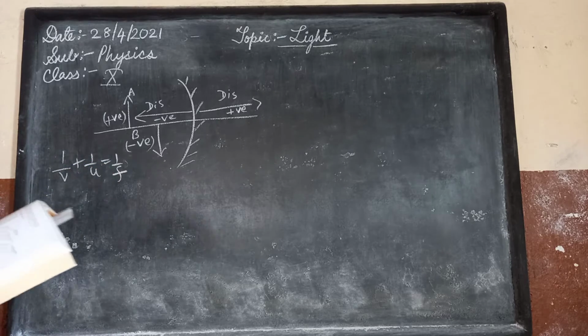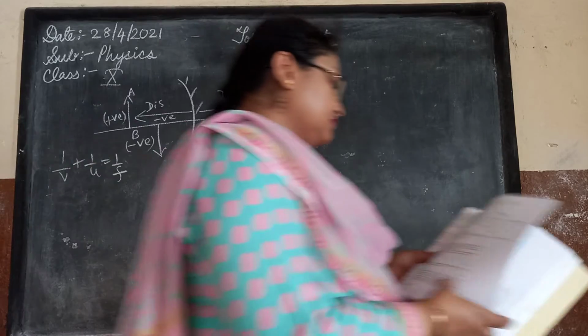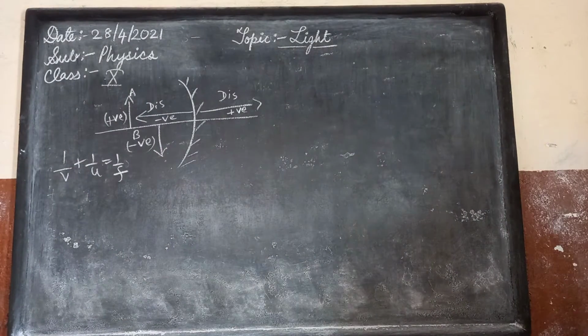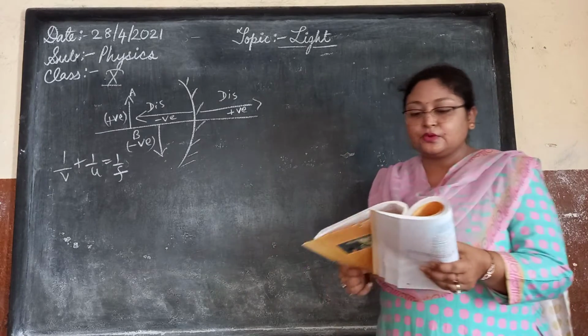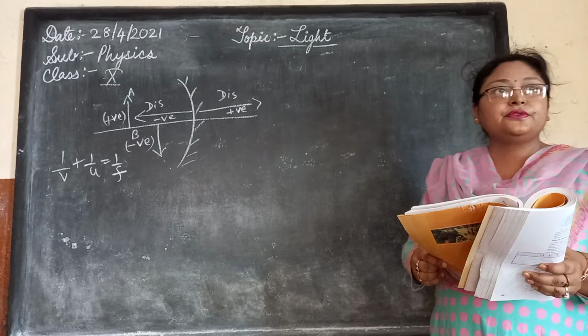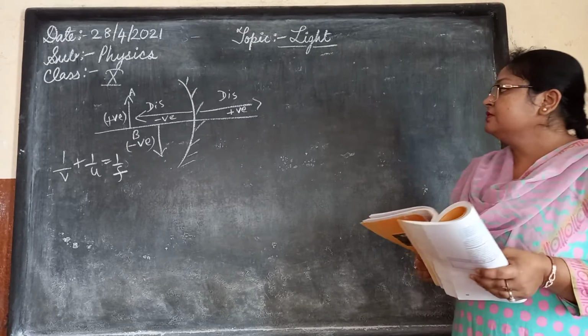So here we are using the Cartesian coordinate system of sign conventions, and we are using this for the sake of convenience in the numericals. This is why we are using this type of theory in continuation.